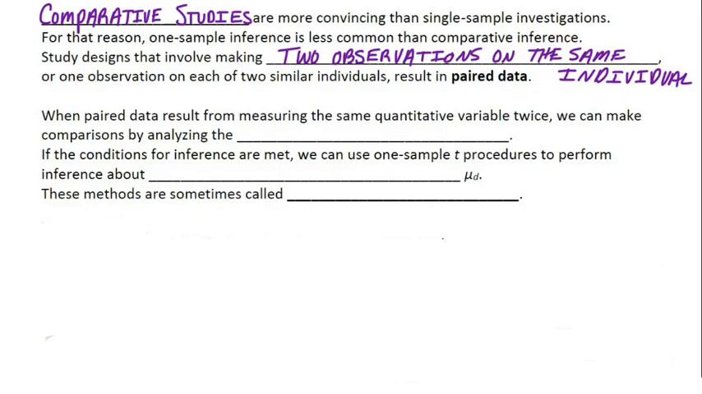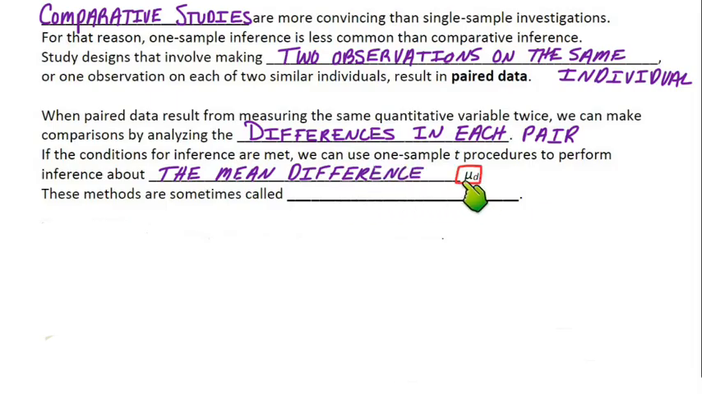When paired data result from measuring the same quantitative variable twice, we can make comparisons by analyzing the differences in each pair. So that's exactly what we just did in the first example. If the conditions for inference are indeed met, we can use one sample t procedures to perform inference about the mean difference, or, if you will, mu sub d, right? The true mean difference. And honestly, you don't have to use that notation. Some people like to because it helps them keep things straight. I'm looking for the mean difference, so they put a little d subscript on mu.